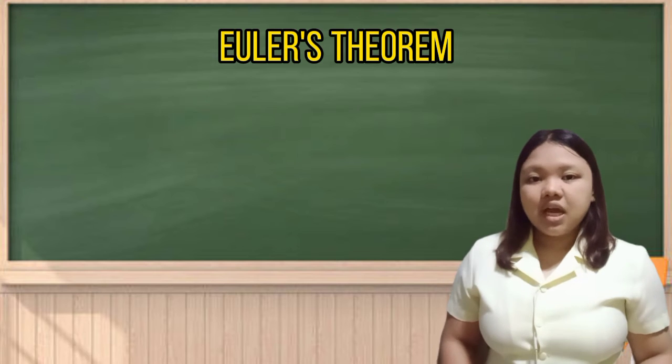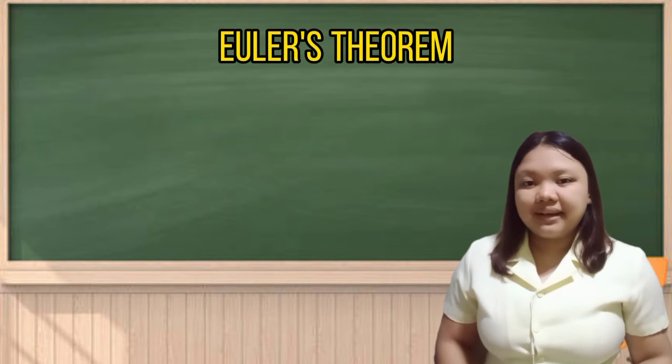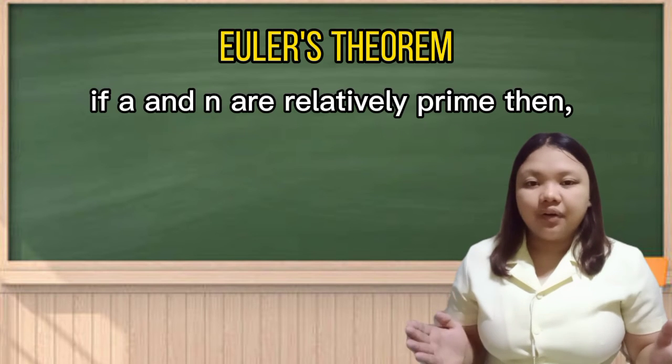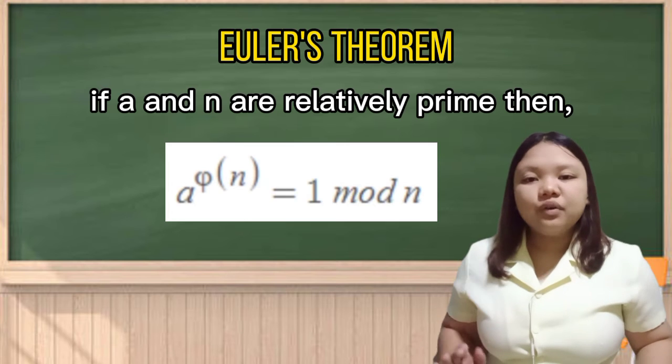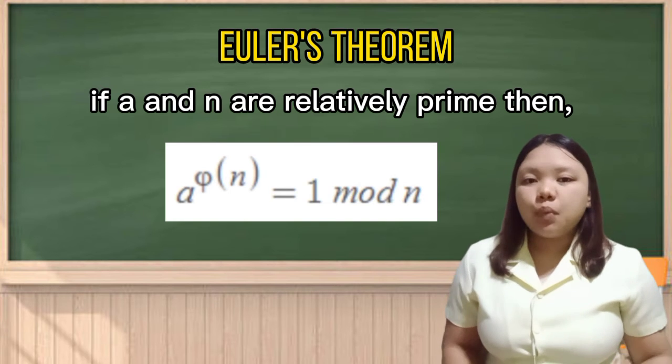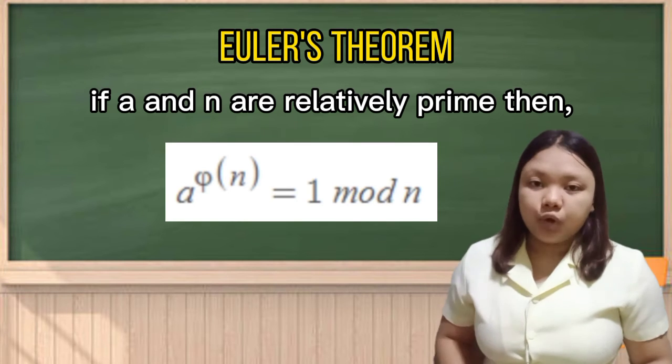In number theory, Euler's theorem states that if a and n are relatively prime, then a raised to phi of n is congruent to 1 modulo n.